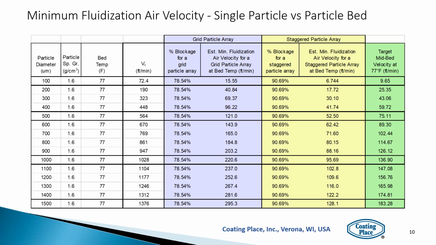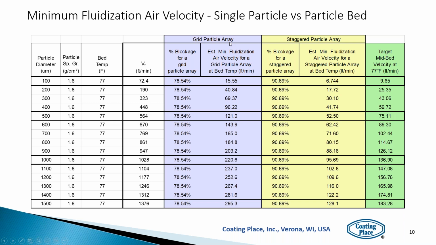And so just to see how that would lay out, on this table, I'm looking at 1.6 grams per cc particles. Just for example, I'll look at the 500 micron particle. Bed temp here is 77 degrees, and the terminal settling velocity is 564 feet per minute.